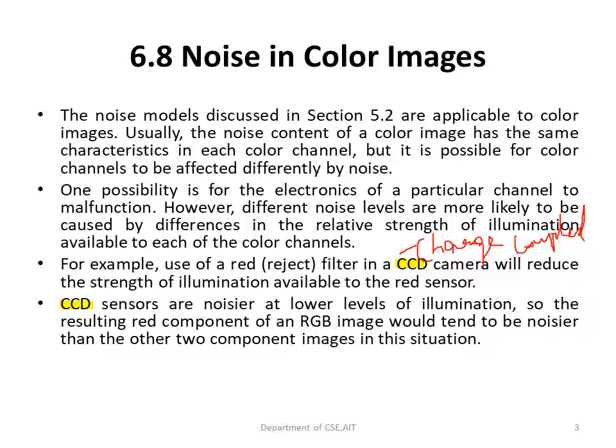The CCD sensors have the inherent property that they are very noisy at lower levels of illumination. So when we collect the image, this image will have more noise in the R factor, that is the red component. But in the green and the blue, the two components other than the red, they will not have much noise.